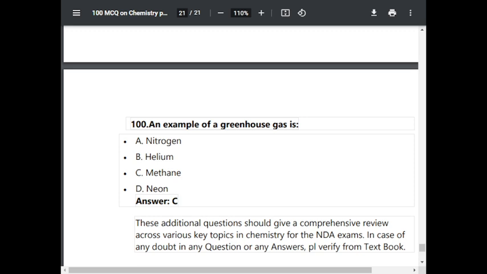These additional questions should give a comprehensive review across various key topics in chemistry for NDA exams. In case of any doubt in any question or answer, please verify from your textbook, especially the questions in which you find doubt.